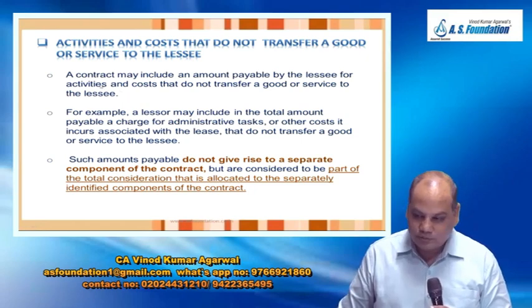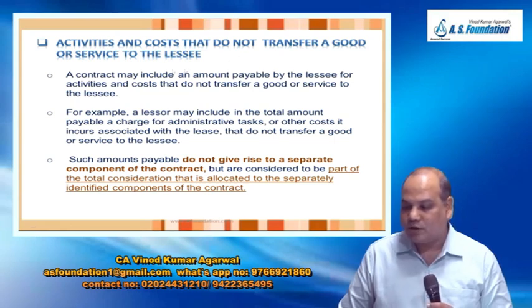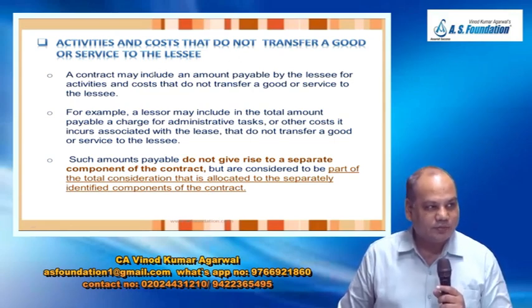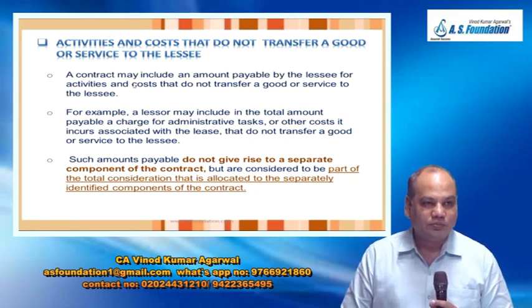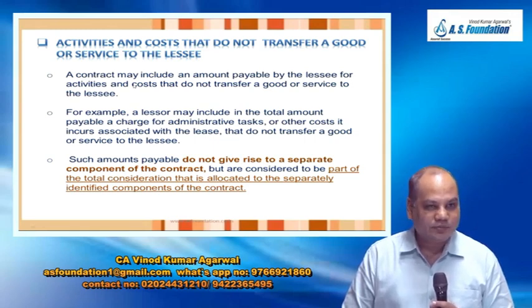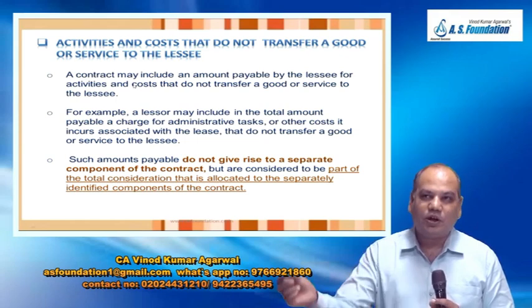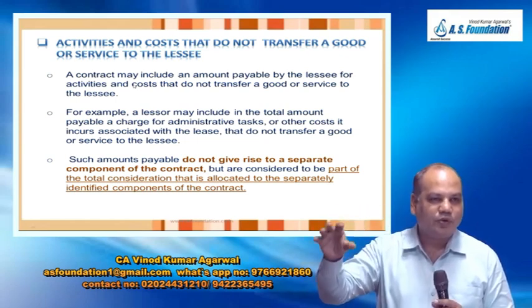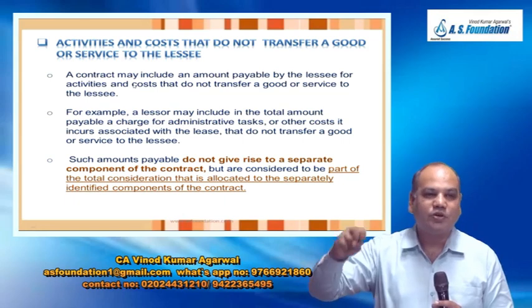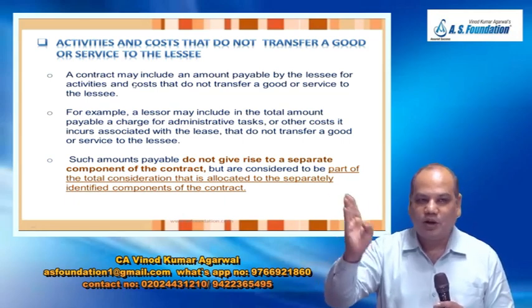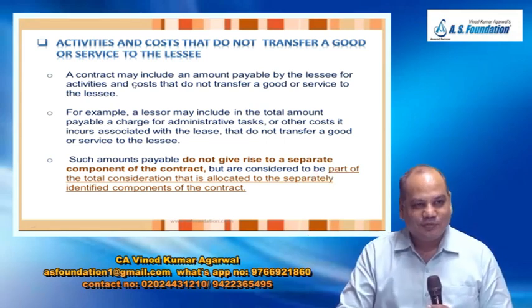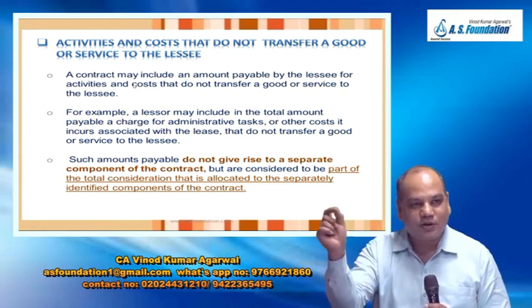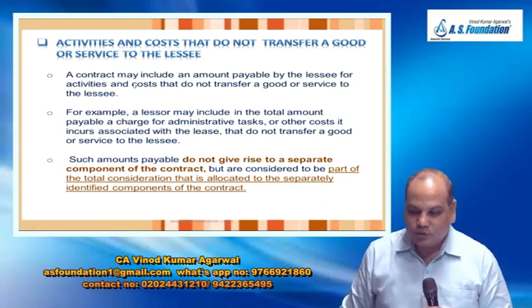Identification of lease component, that we have done. Activities and costs that do not transfer goods or service to the lessee. Sometimes we may pay some additional cost to the lessor, like administrative charges. Okay. So they will charge you for asset, they will charge you for maintenance, but sometimes they put some charge on you which neither gives you any asset nor gives you any service. But they will charge you. Like for example, sometimes they will write administration fees. Okay. So what will you do with that expense?